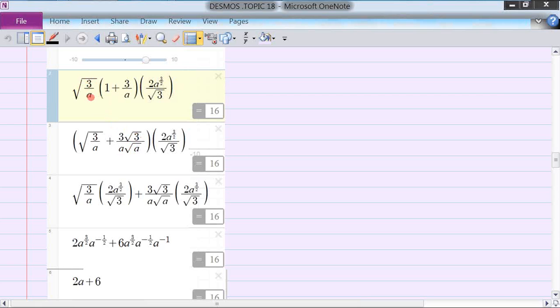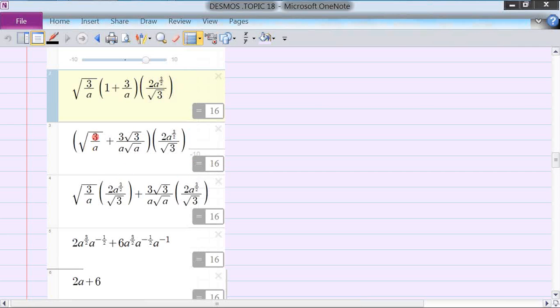Now the root of 3 divided by the root of a is the root of 3 over root a. And that's just to see that we can multiply these two together, and we can multiply these two together. So I can change this to that without any problem. This I've left the same. 16 stays the same.